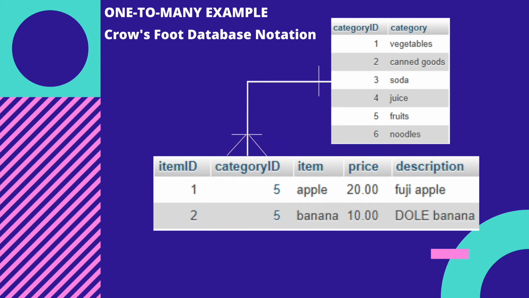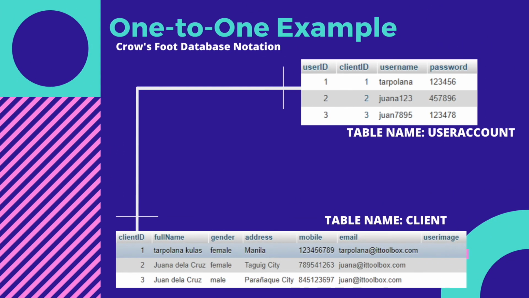When describing this relationship, we can say that an item has one category, but the category has many items. Kung nalilito kayo, isipin nyo na lang na ang foreign key, most of the time, ay nasa many side. Kasi you can duplicate a foreign key. The next type of relationship is one-to-one.